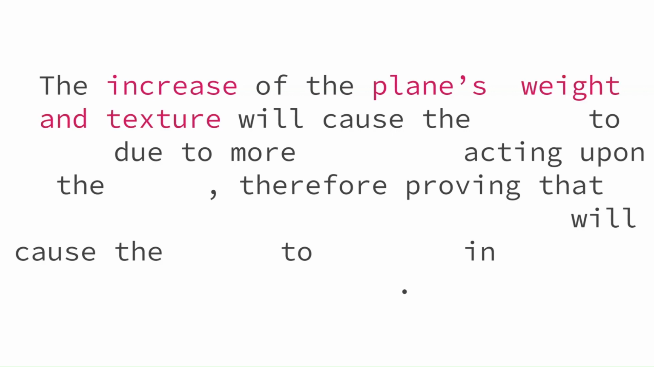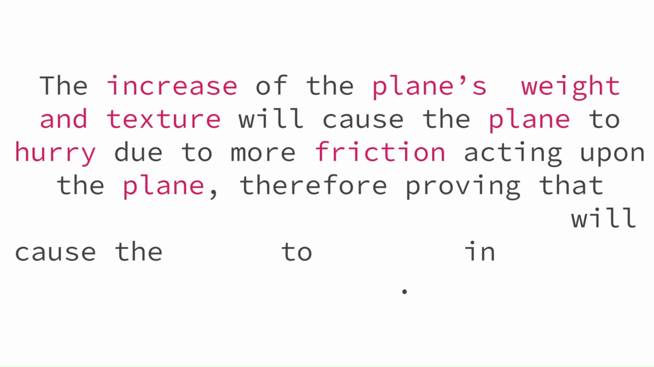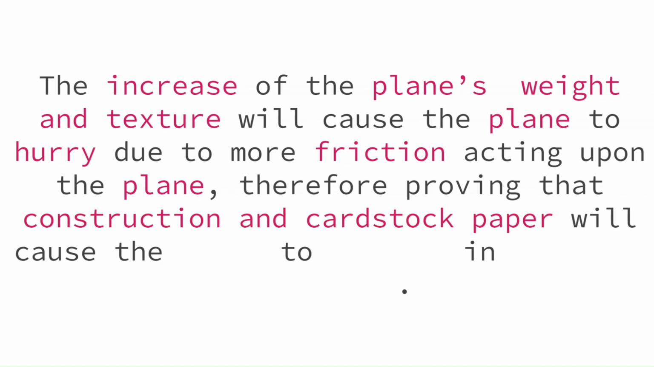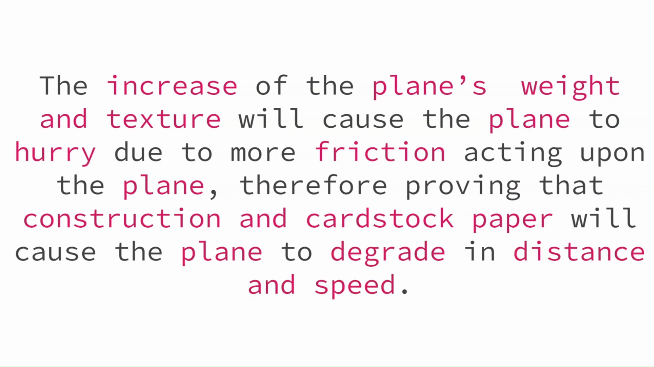So now we're going to see what our final hypothesis will be. This is going to say: the increase of the plane's weight and texture will cause the plane to hurry, which is our adjective right there, a good adjective to prove it, due to more friction, which is going to be our scientific noun. We won't be using a theory or a law, but we need to use some sort of scientific vocabulary to get these points. Acting upon the plane, therefore proving that the construction cardstock paper, which brings in our levels of independent variable, will cause the plane to degrade right there.